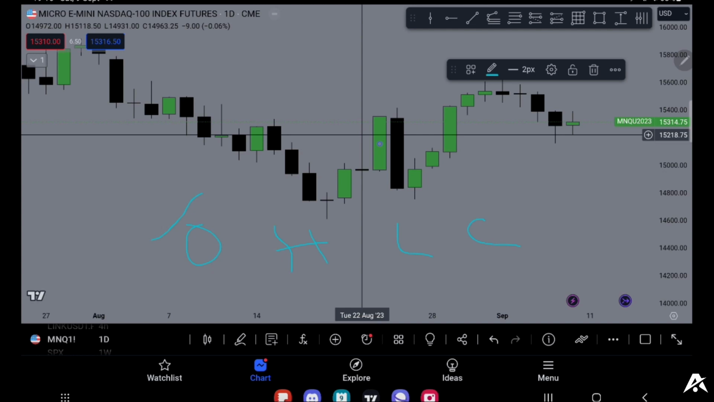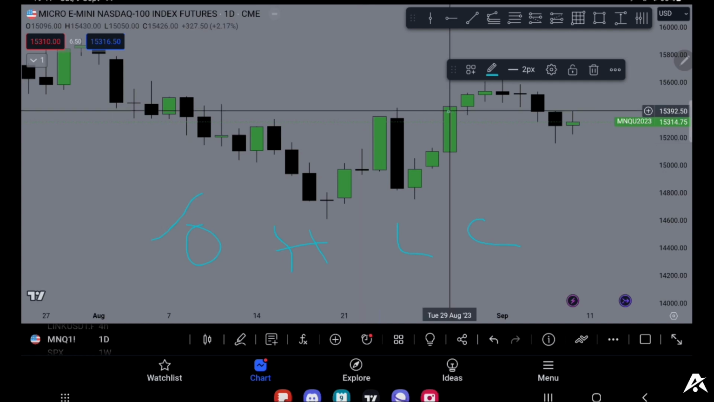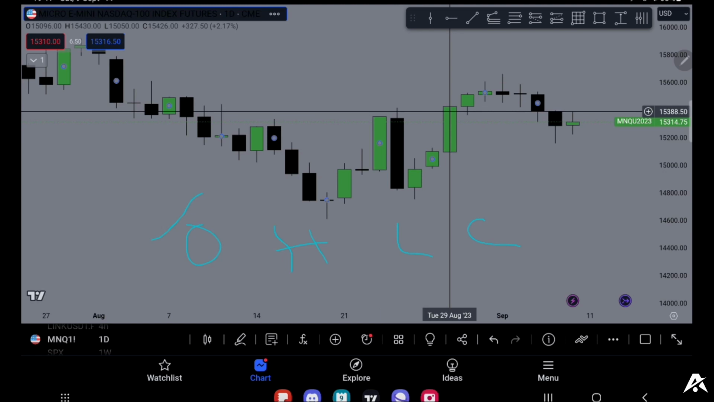00, 25, 50, 75, and again 00. These are your fractals, and this is where open, high, low, close will always happen in these four quarters: 00, 25, 50, 75. And this isn't random. You can literally look at any candle. Let's bring it here. Look at this, 00, 00, and that's it.